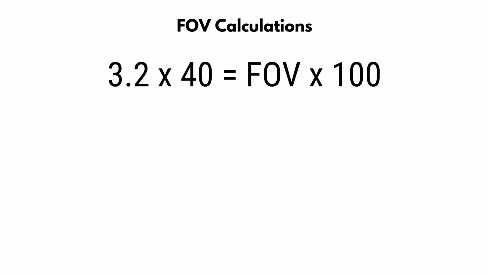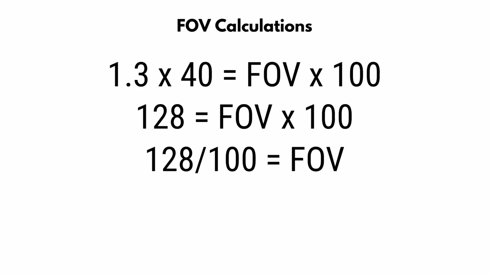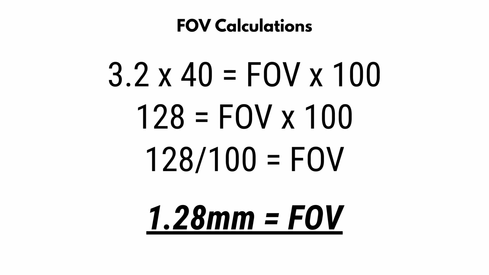Now we know that the original magnification was 40 times and that the FOV was around 3.2 millimeters. So we can input that into the left side of the equation to make 3.2 times 40, and then set the other side to FOV times 100, since we're trying to solve for 100 times magnification. Taking this step further, it will be 128 equals FOV times 100, and we can divide the 100 from one side to the other, and then we get that the FOV at 100 times magnification is around 1.28 millimeters.